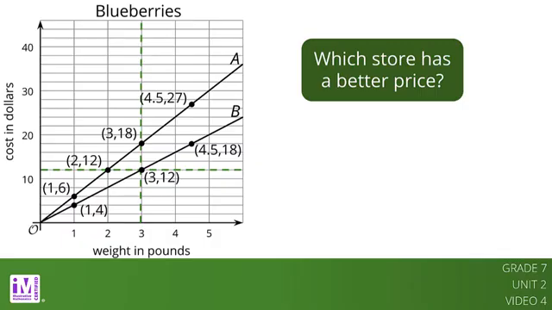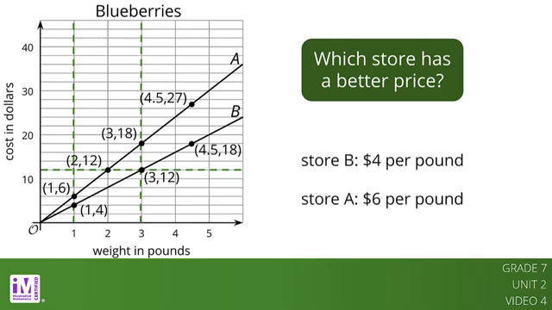We can also use the graphs to compare the constants of proportionality. The line representing store B goes through the point (1, 4), so the constant of proportionality is 4. This tells us that at store B, the blueberries cost $4 per pound. This is cheaper than the $6 per pound unit price at store A.